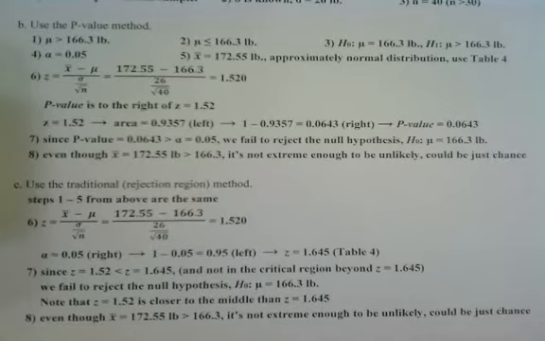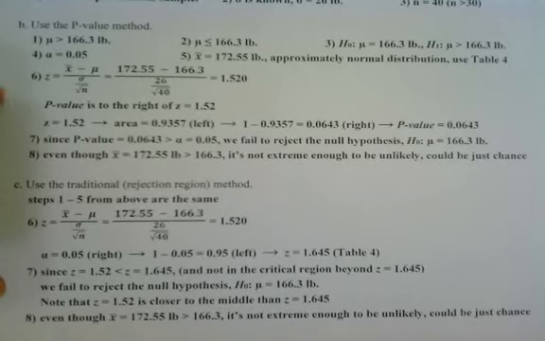Another way of thinking about this is that early on, in a much earlier chapter, we talked about what we expect. Well, we expect 95% of the data to fall within 2 standard deviations. That's less than 2 standard deviations. So from that standpoint as well, we should not be surprised to get a value like 1.52. Even though x bar equals 172.55 is greater than 166.3, it's not extreme enough to be unlikely. It could be just chance that it was that high.